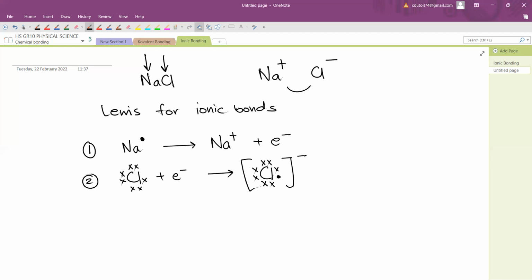And then step 3, I add these ions, the Na+ and the chlorine negative. Those two ions attract one another. One is positive, the other one is negative. And that becomes sodium chloride. That's the 3-step method for sodium chloride. You need to screenshot that, or you'll have that in your textbook as well. But this you need to be able to write. This is 3 marks. Okay.